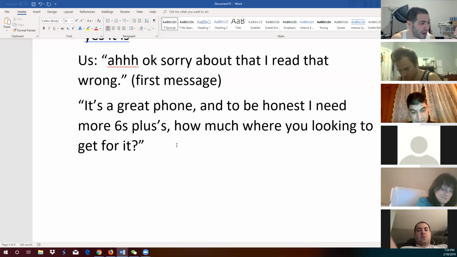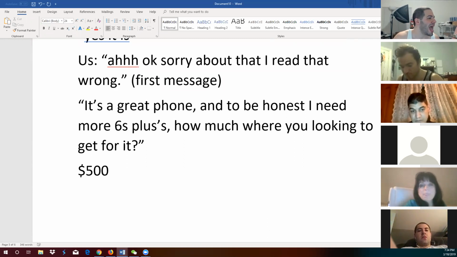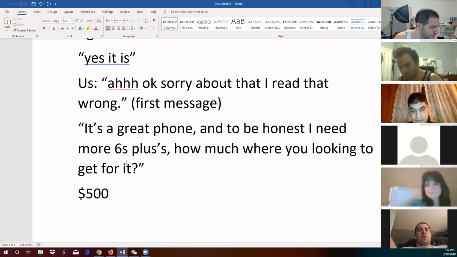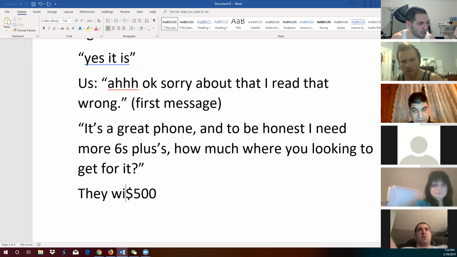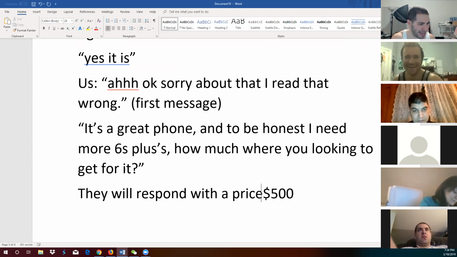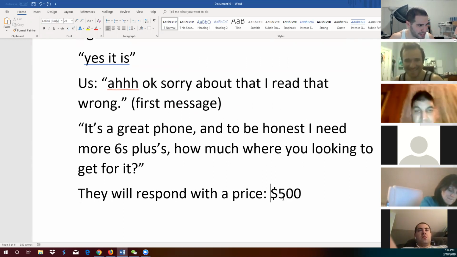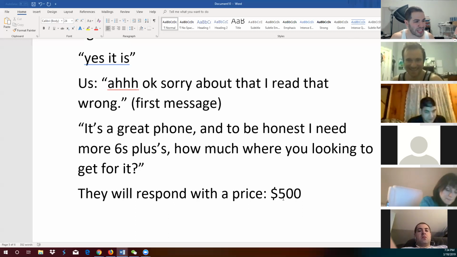Now, guys, if you do this correctly, not all the time, but a lot of times, you'll have brought them back into the conversation. You'll have re-engaged them a little bit, and they'll tell you a price. How you know you moved through the levels correctly is that you will have gotten a price, $500. If they respond with a price, that means you brought them back into the conversation and they're at least a level 2. They're probably not a level 1, but they're at least a level 2.